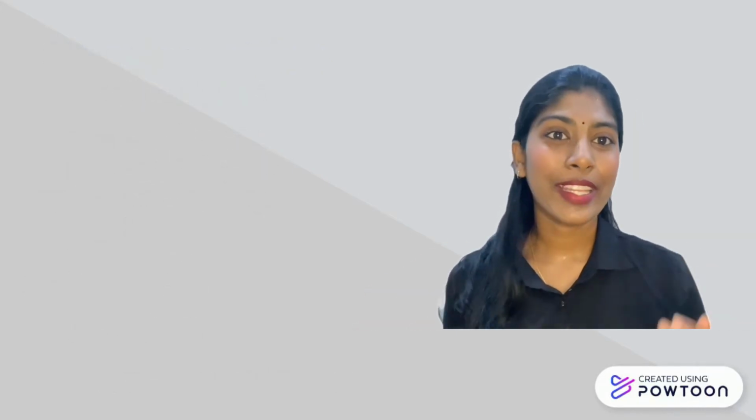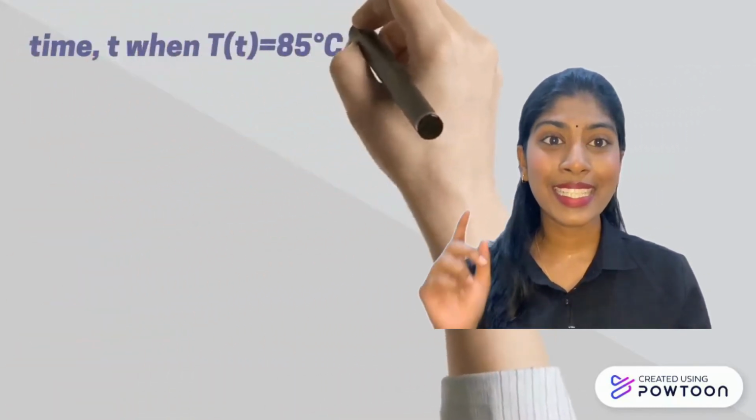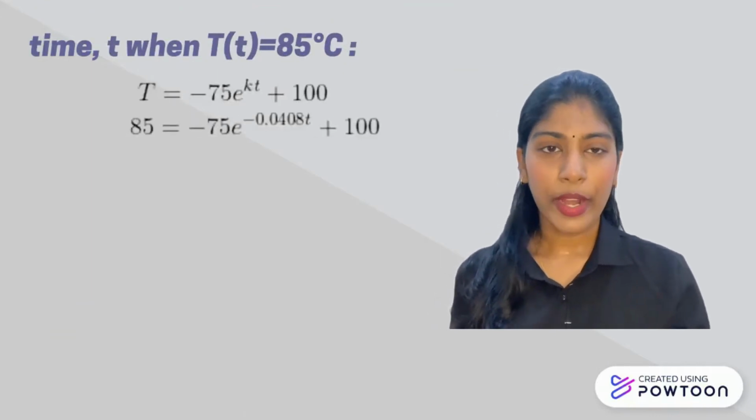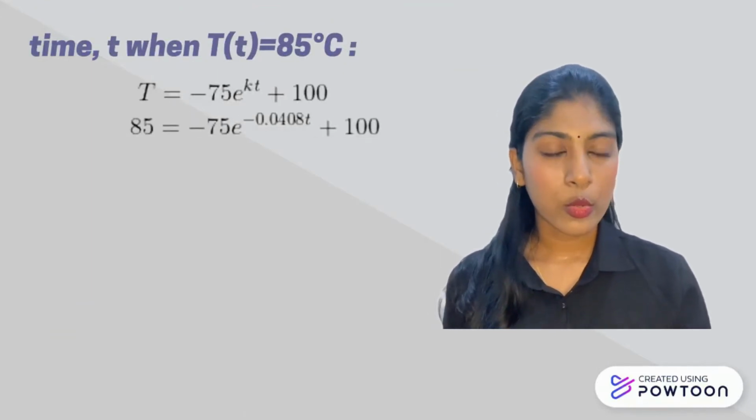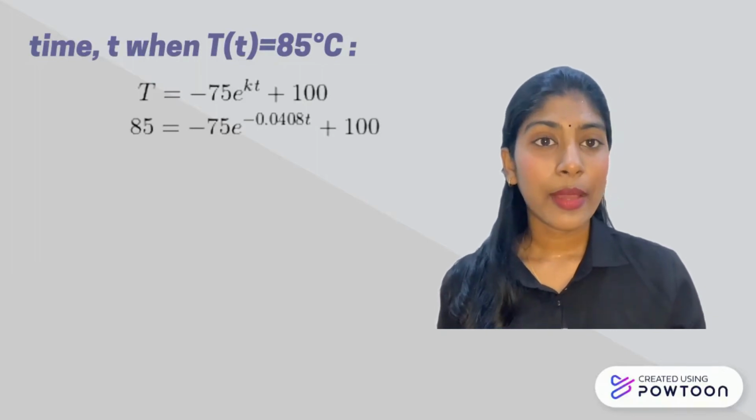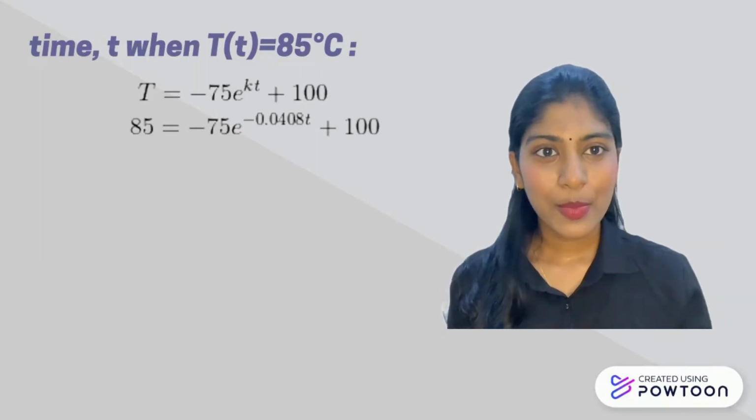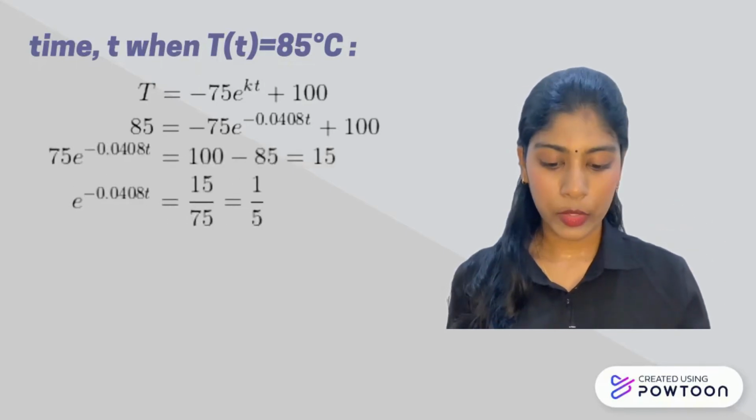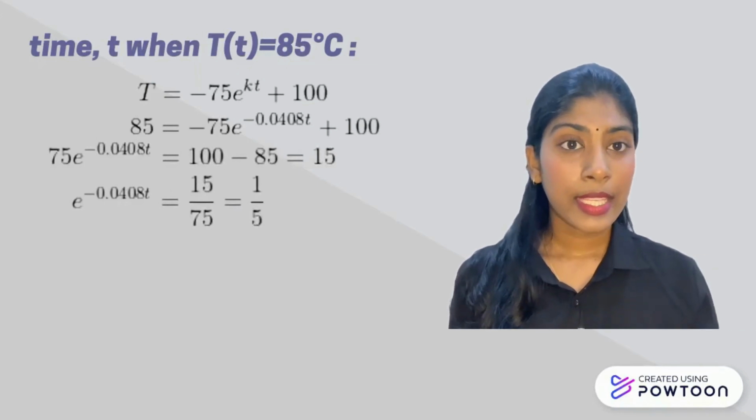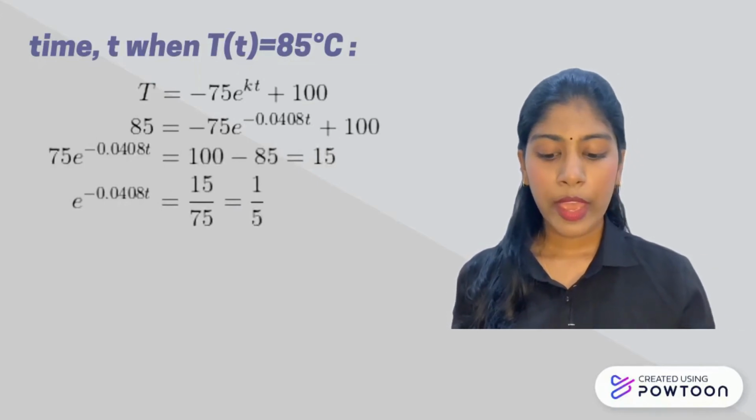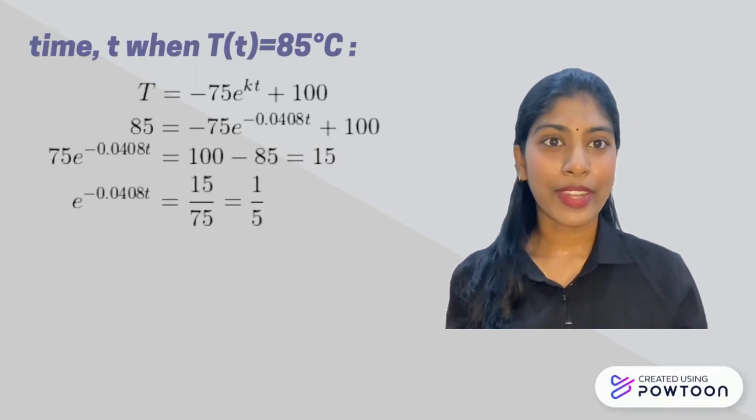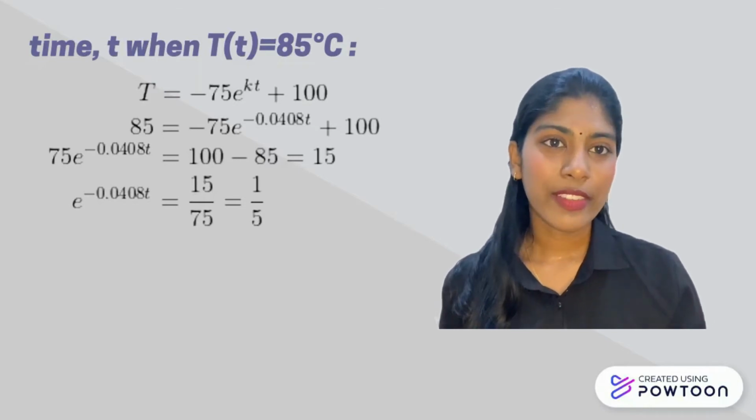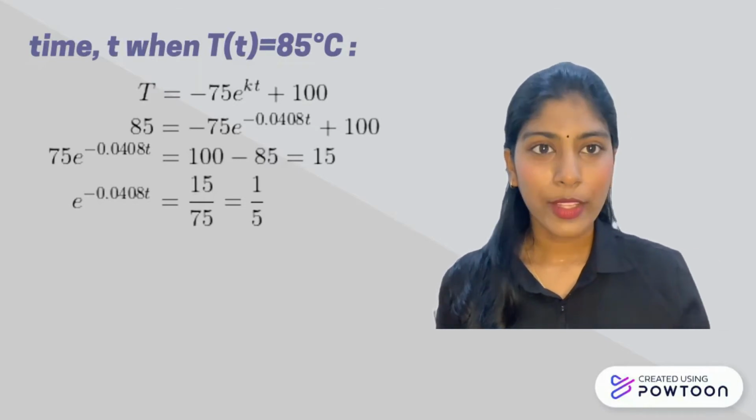So going to what the question asked us for, we have to find the t, the time when the temperature equals 85 degrees Celsius. Alright, so capital T equals negative 75 times e to the power of negative 0.0408t plus 100. Substituting capital T, which is 85, we have e to the power of negative 0.0408t equals 15 over 75, which is simplified to 1 over 5.